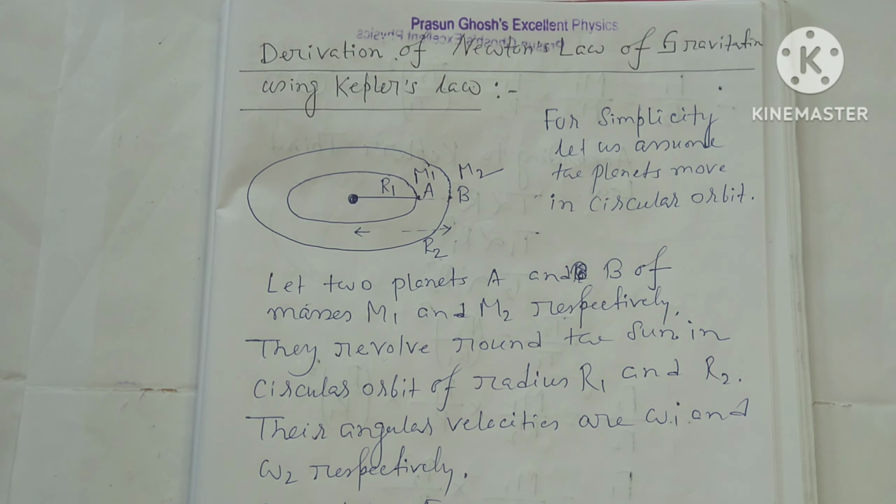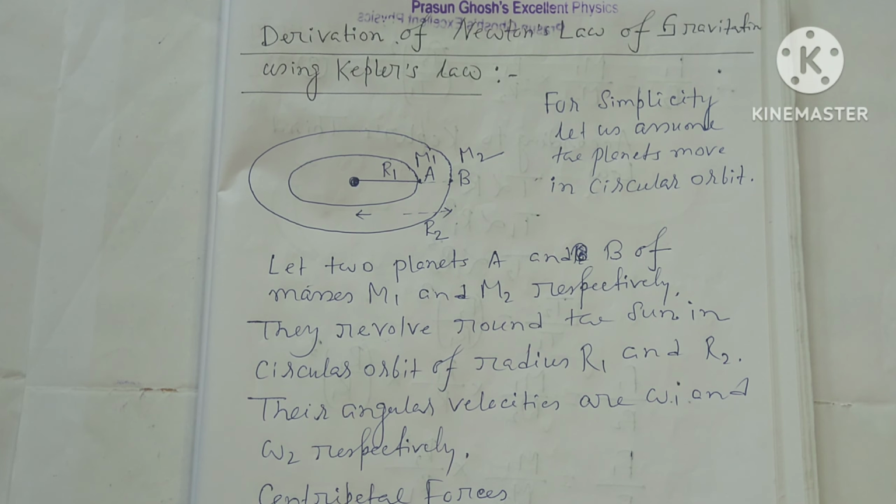So today I am discussing a very interesting topic about gravitation, that is derivation of Newton's law with the help of Kepler's law or vice versa. This is very important. For simplicity we consider the orbit is circular. We also prove in case of elliptical orbit. But for the simple case, we consider the orbit is circular.